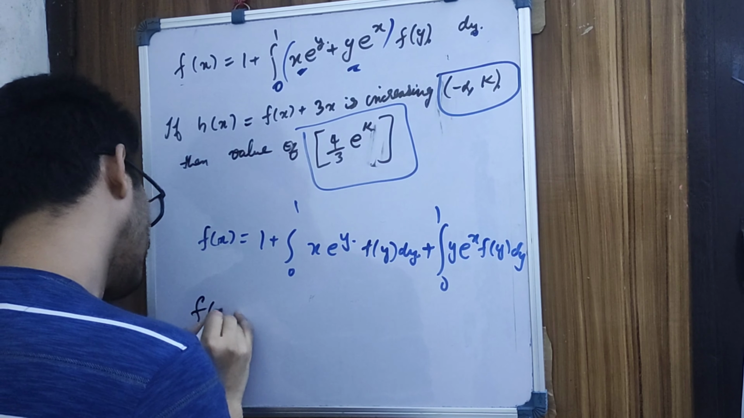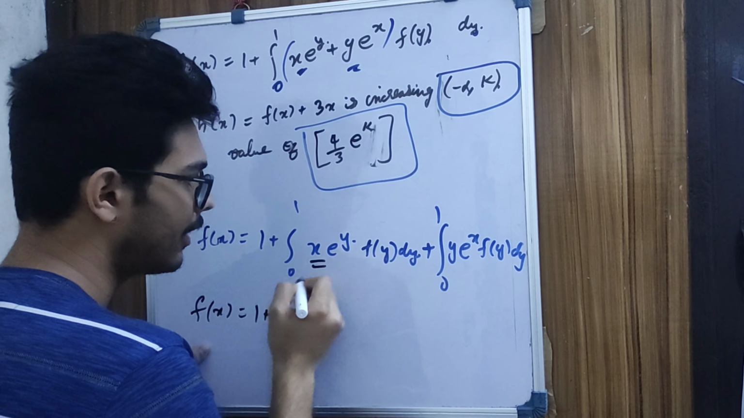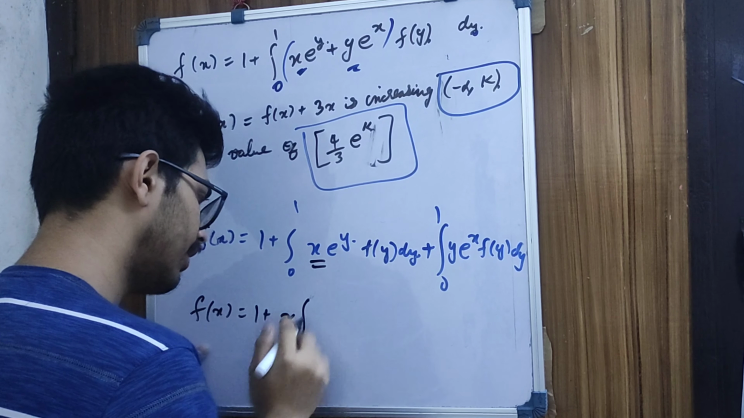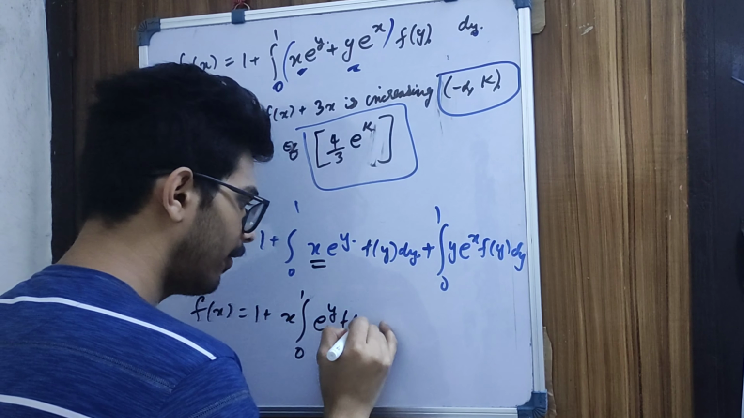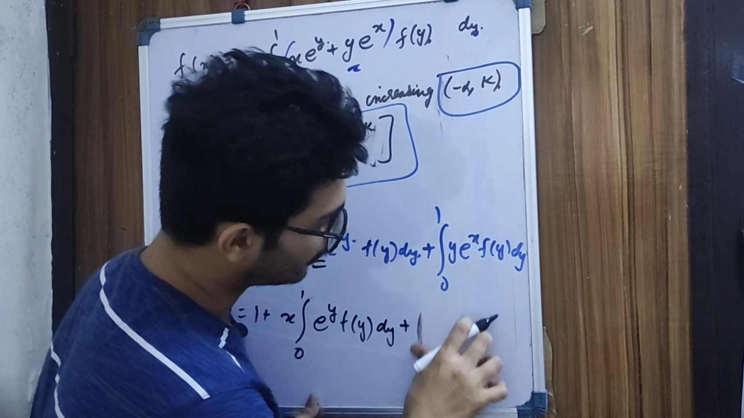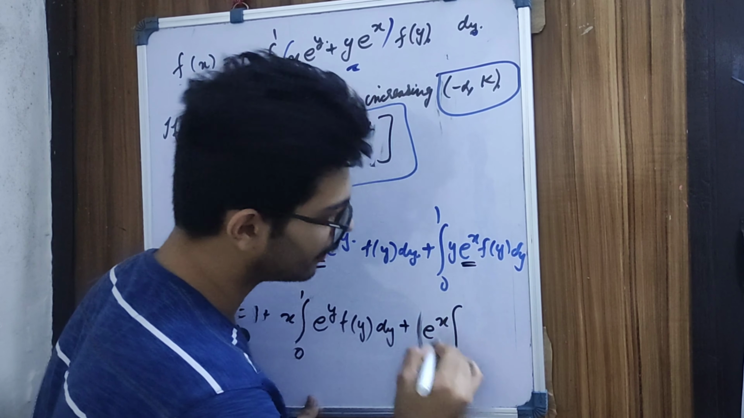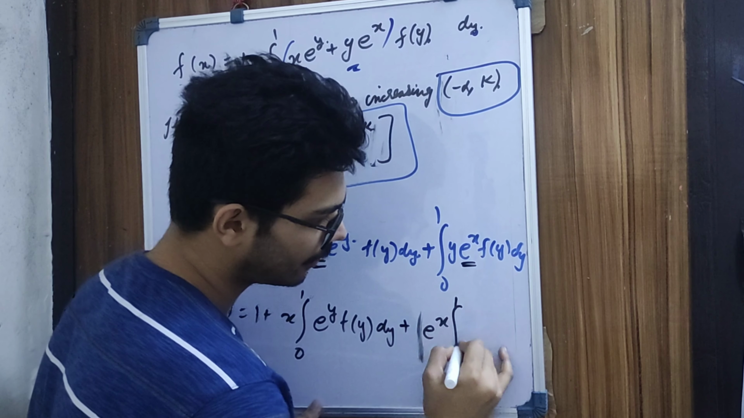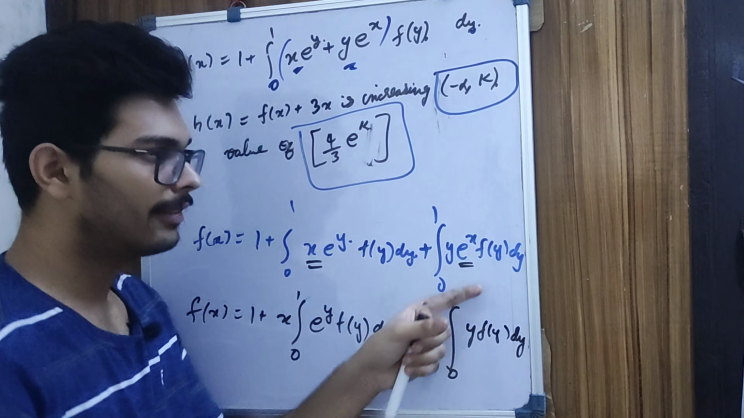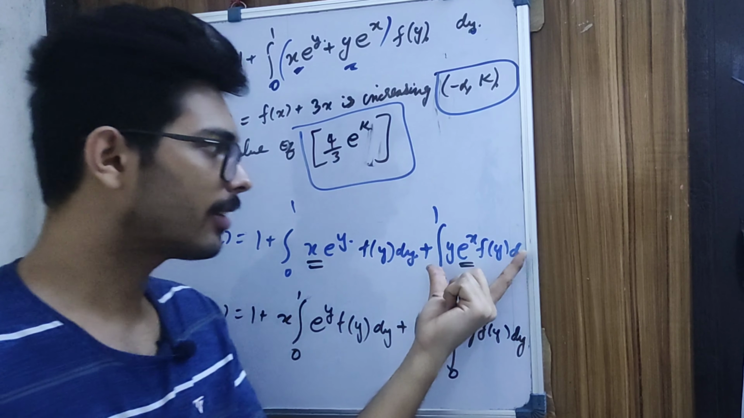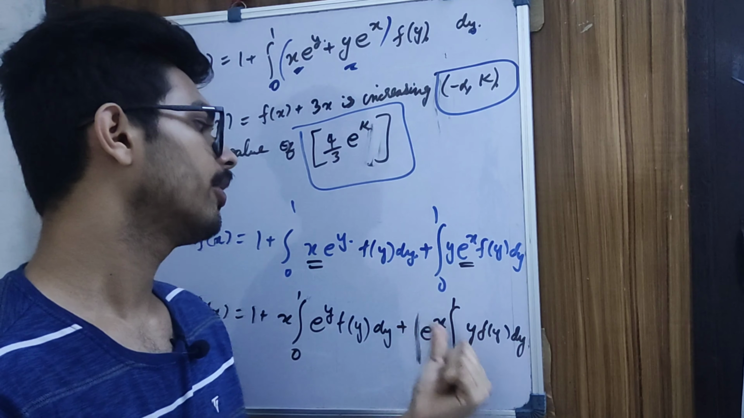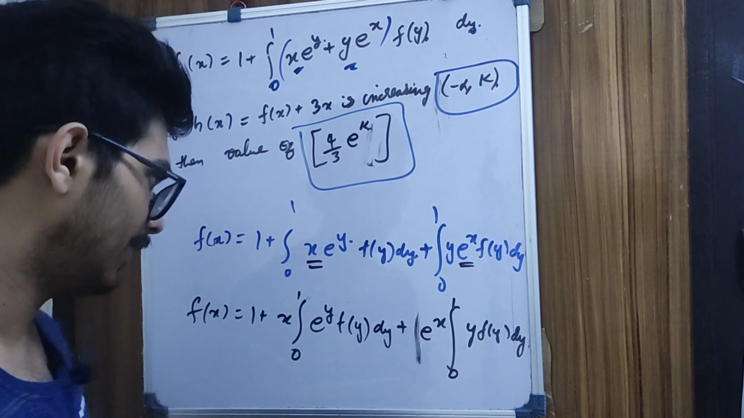Now I am rearranging: f of x equal to 1 plus, considering the x term as a constant, x into integral 0 to 1 of e raised to y f of y dy, plus, also considering this e raised to x as a constant, e raised to x into integral 0 to 1 of y f of y dy. That is, we only consider y as the variable in whatever function is with respect to y. In this case e raised to x we consider as a constant because it is the concept of partial derivative.